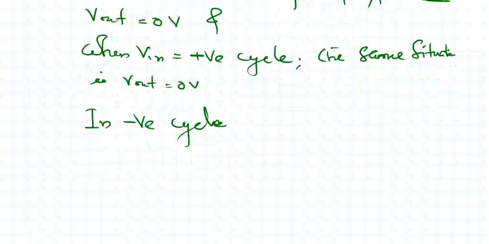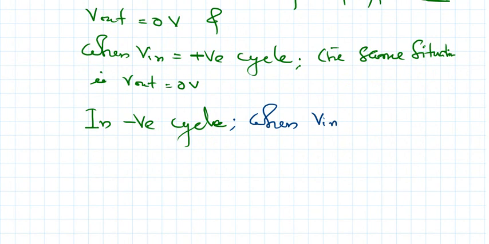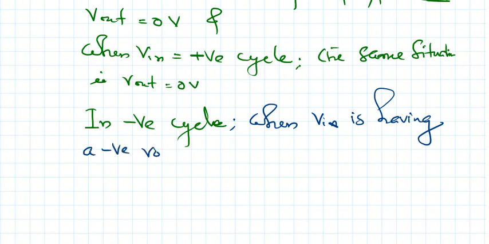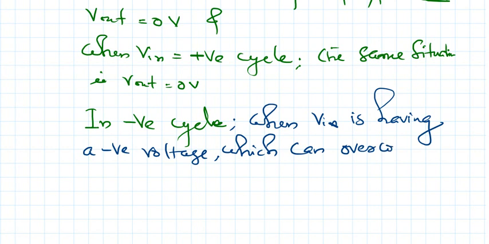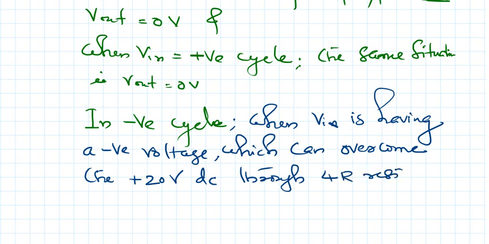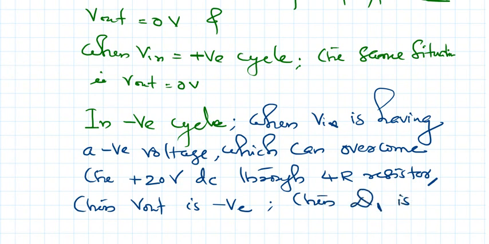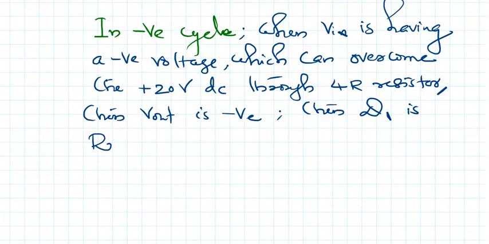Negative cycle, when V in is having a negative voltage, which can overcome the plus 20 voltage DC through 4R resistor, then V0 is negative, V out is negative, then D1 is reverse bias, and D2 is in forward bias.